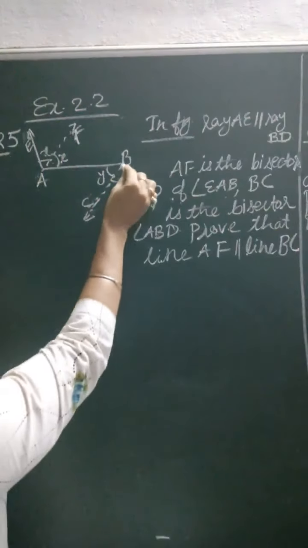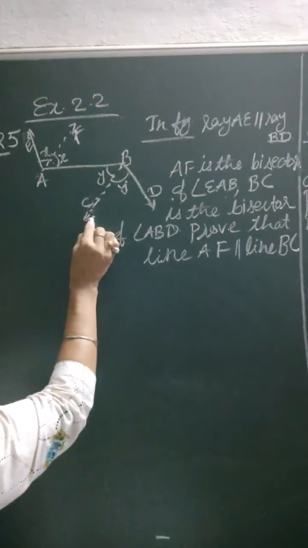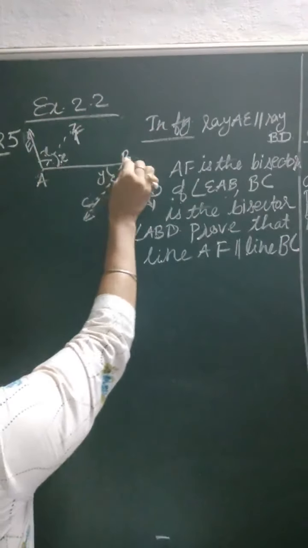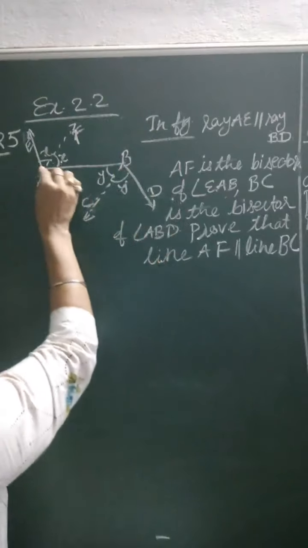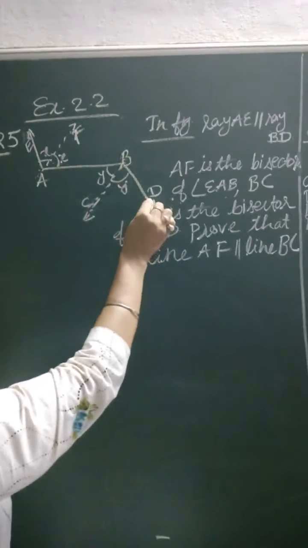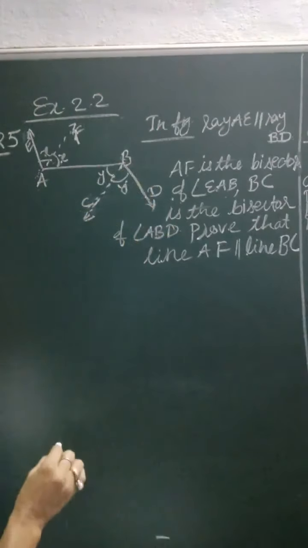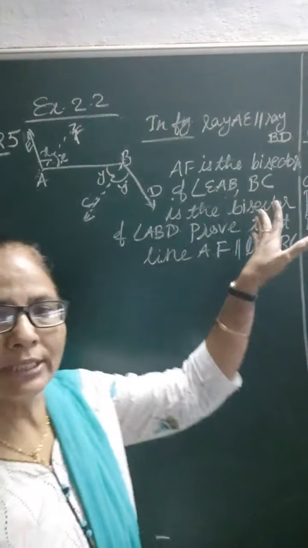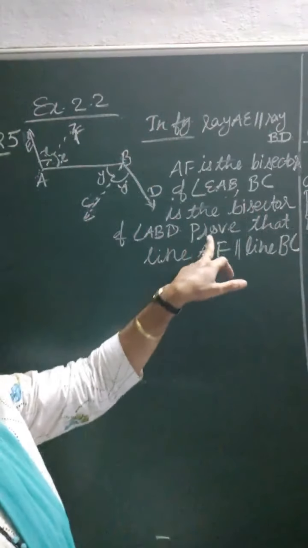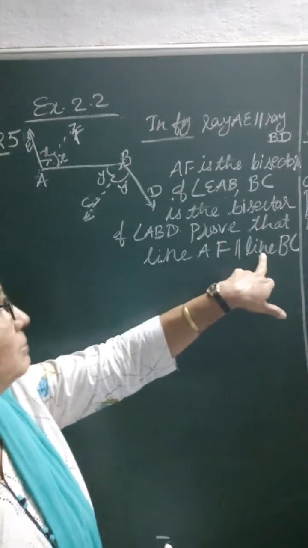Similarly, one more bisector is given, that is BC. Ray BC, as you can see in the figure, is the bisector of angle ABD. It means angle ABC is equal to angle CBD, or you can say angle ABC is equal to angle DBC. Now whatever is given to you, you have to use, and now you have to prove that line AF is parallel to line BC.